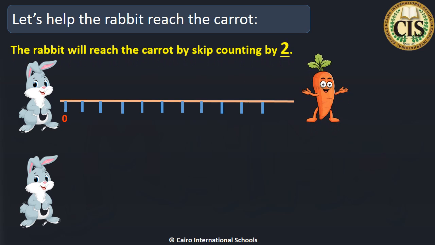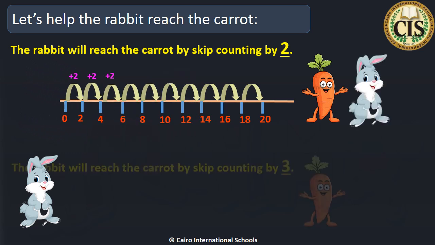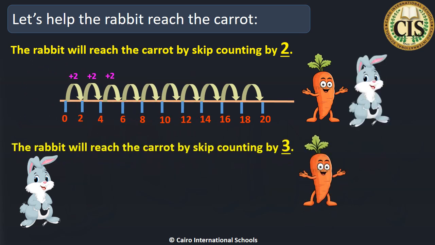Now let's help our rabbit Bunny to reach the carrot. Hello Bunny, how are you? Hope you are fine. We will help you to reach the carrot by skip counting by 2, okay? You can jump by 2 each time to reach the carrot. Now you can start jumping and we will help you. 0, 2, 4, 6, 8, 10, 12, 14, 16, 18, and 20. Congratulations, Bunny, you reached the carrot. You can eat it now.